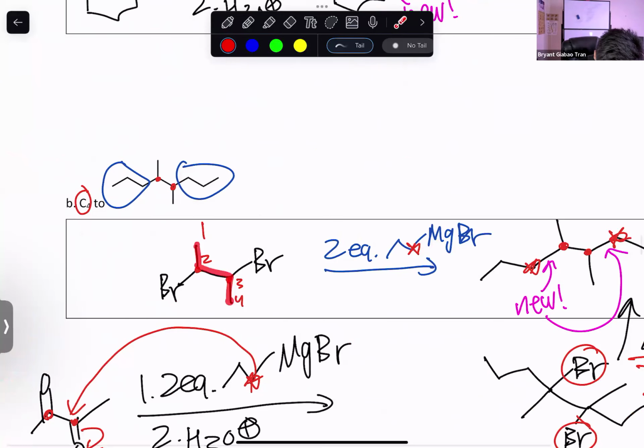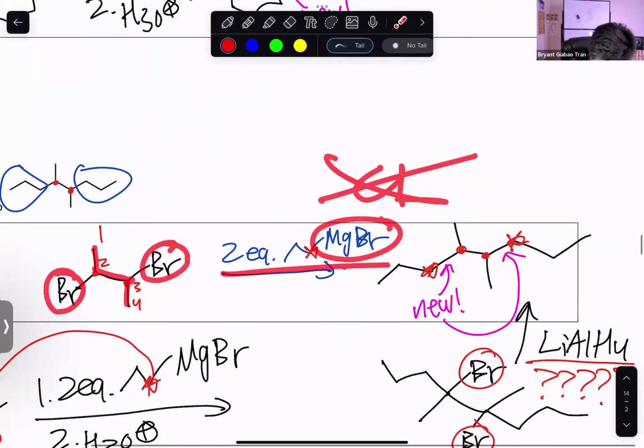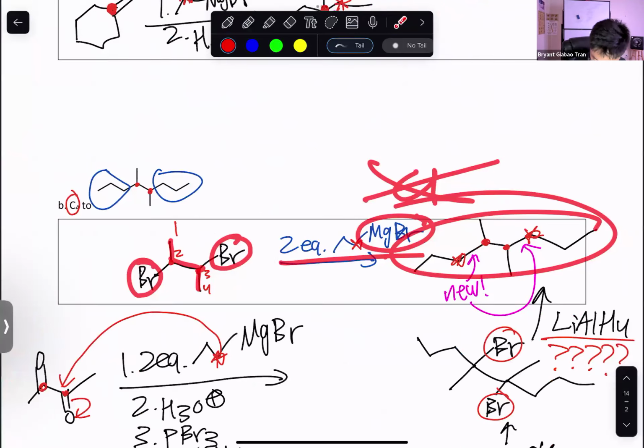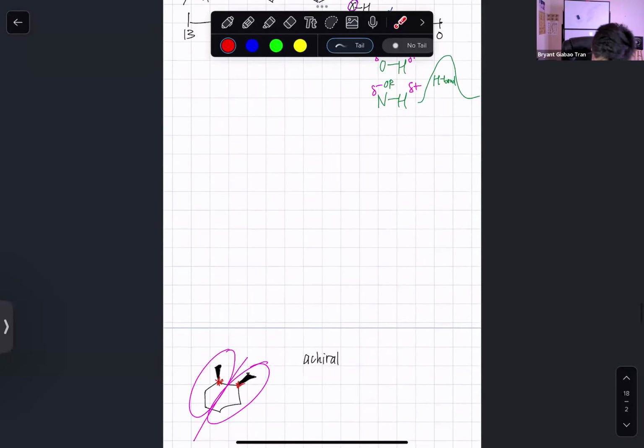But this would work as well, where we start with this 4 carbon, 2 haloalkane, and we use 2 equivalents of the MgBr, not the MgCl, because that's too weak to react, to react with these 2 leaving groups, kick that out and get this thing here. That would still work. Okay, mechanism, and then we're done.